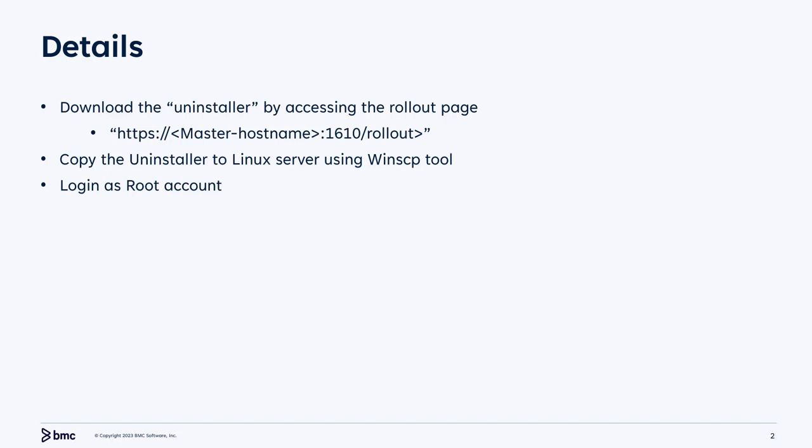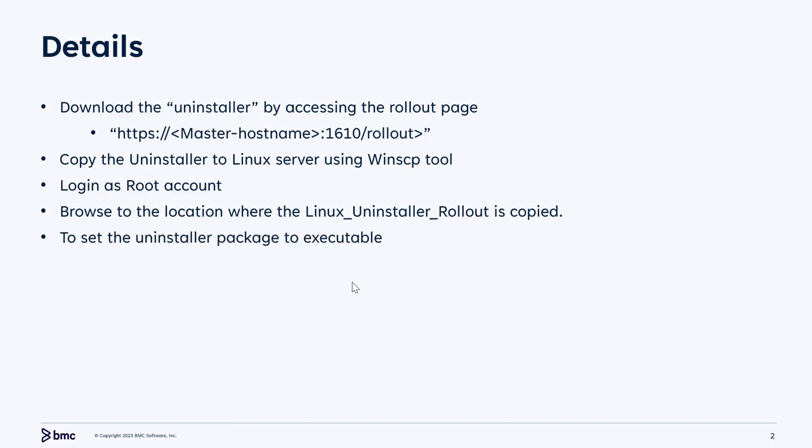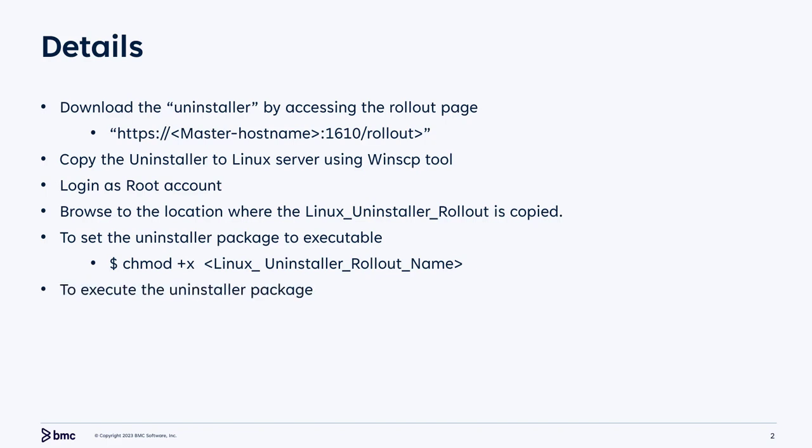Next, we log into the Linux device using a root account and browse to the location where the Linux uninstaller is copied. To set the uninstaller package to an executable, we'll run the chmod +x plus the name of the uninstaller command. And to execute the uninstaller package, we'll run ./ the name of the uninstaller command.